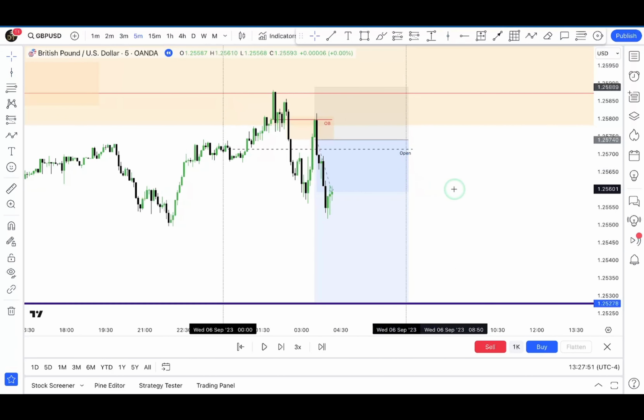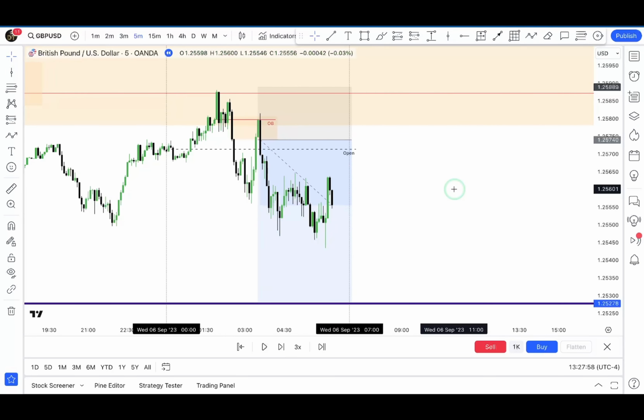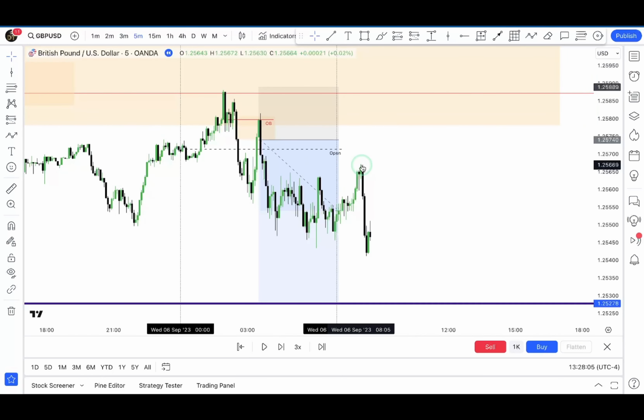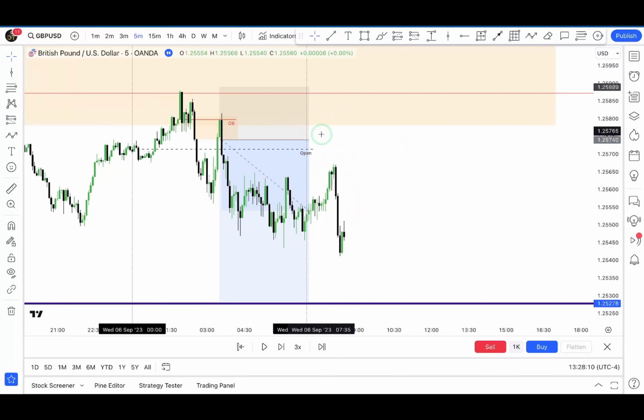Let's mark out New York right there. Let's see if it waits for us. Yes, it does. It gives a shallow retracement. And this is your New York retracement entry. And why is this? The same here.